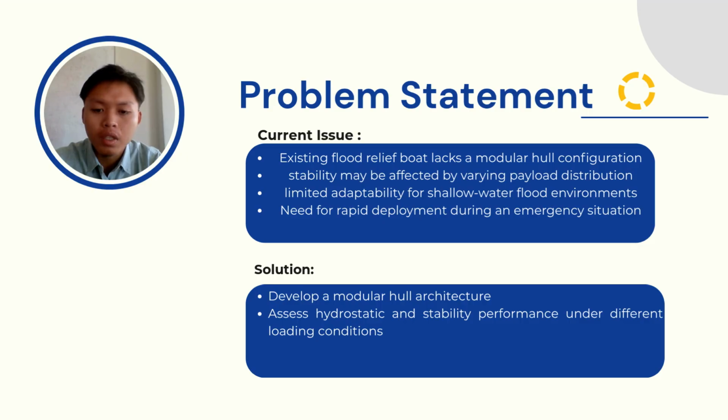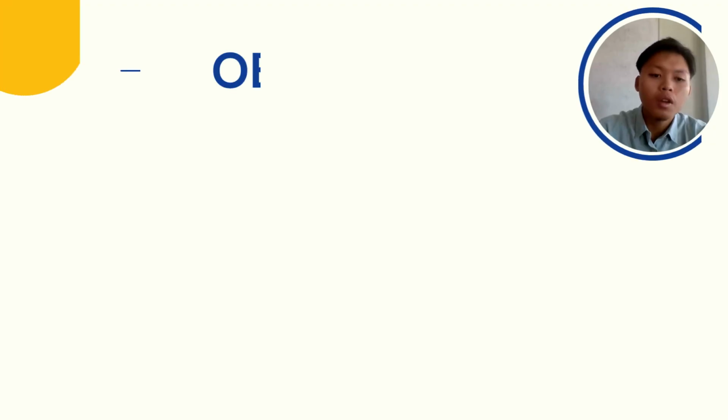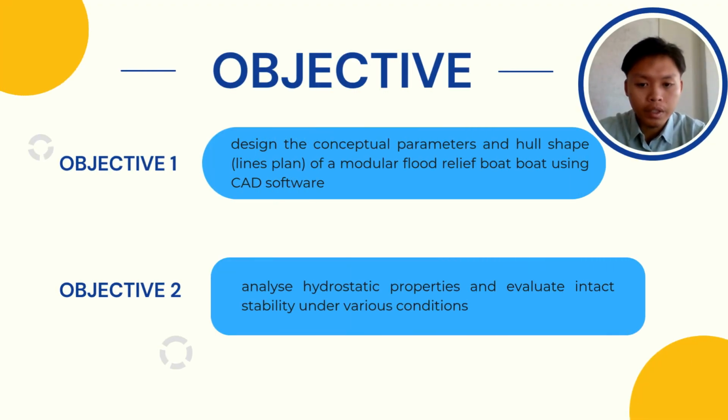As a result, there is a need to develop a modular hull architecture that can improve portability while maintaining adequate hydrostatic performance and stability. This project addresses this issue by proposing a modular flood relief boat and evaluating its performance under different loading conditions. Moving on to the objectives, this project has two main objectives.